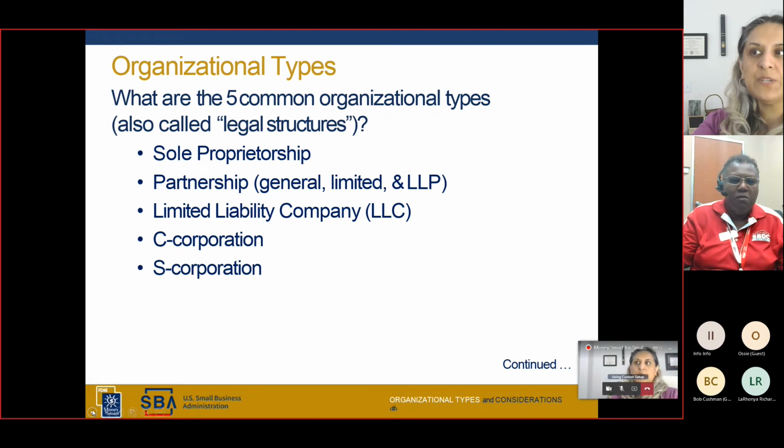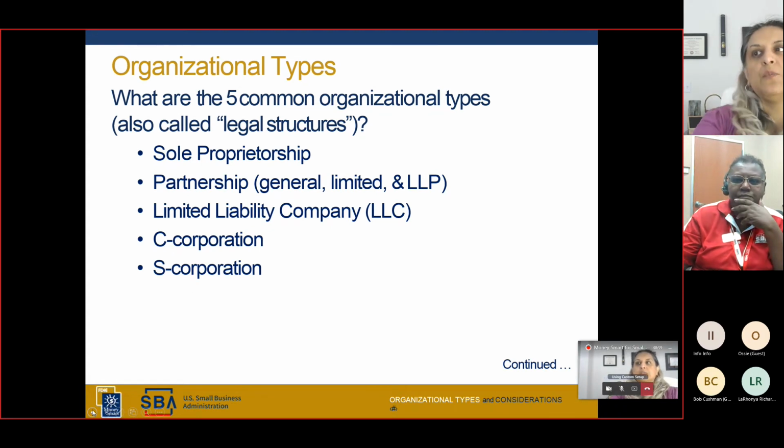So we're speaking about partnerships right now. We're talking about general partnerships, limited partnerships, and limited liability partnerships. Once you write your partnership agreement, you can have anywhere from two partners in a partnership all the way to 20. When you have a partnership, you're going to require a partnership agreement.